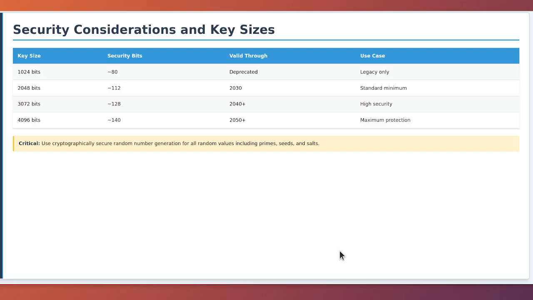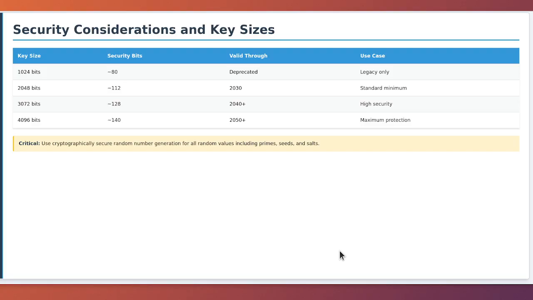For applications requiring longer-term security or protecting highly sensitive data, 3072-bit or 4096-bit keys are recommended. A 3072-bit key provides approximately 128 bits of security, comparable to AES-128. A 4096-bit key provides even more security margin. However, these larger keys come with performance costs. A 4096-bit RSA operation is roughly 7 to 8 times slower than a 2048-bit operation due to the increased computational complexity of modular exponentiation with larger numbers.